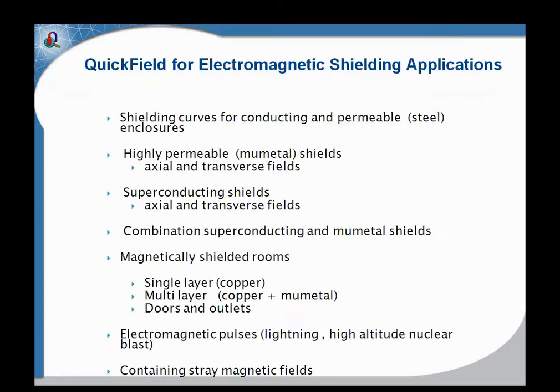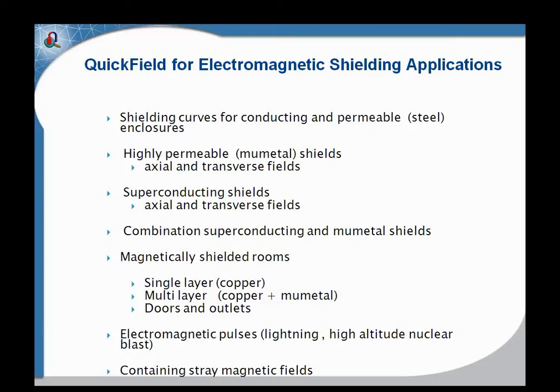A brief outline of some of the topics we'll be talking about. We'll be looking at shielding curves for conducting and permeable enclosures, for a steel or iron enclosure, and also at very highly permeable mumetal shields and superconducting shields. We'll look at the shielding factors both for axial and transverse field for these types of shields, and also combinations of superconducting and mumetal shields, a couple of examples.